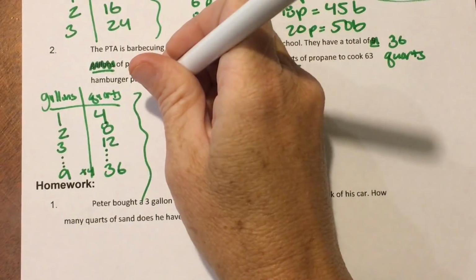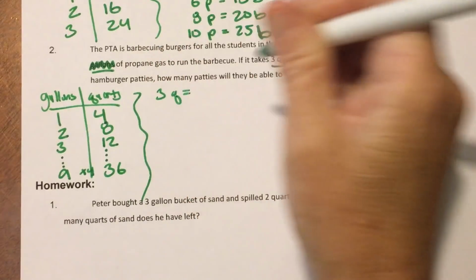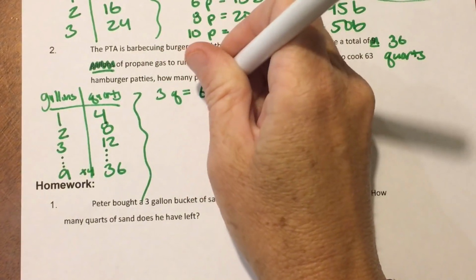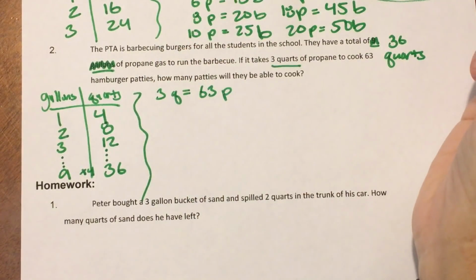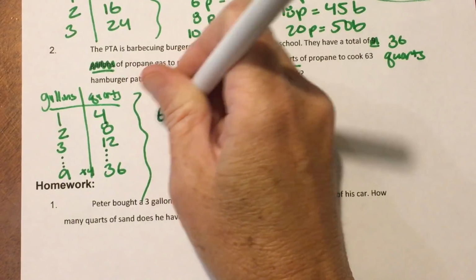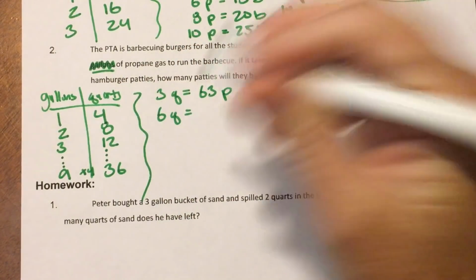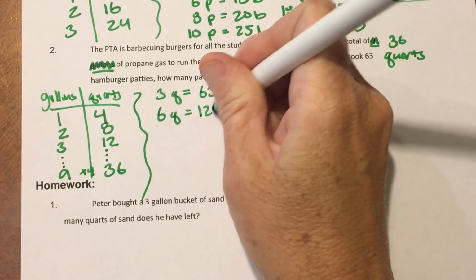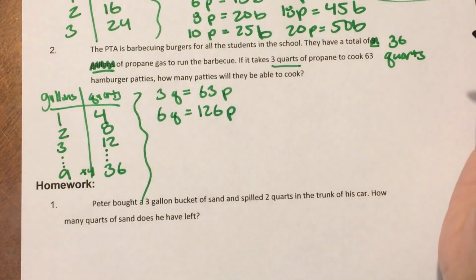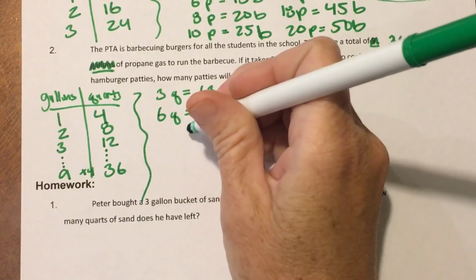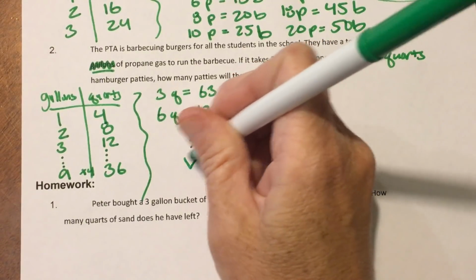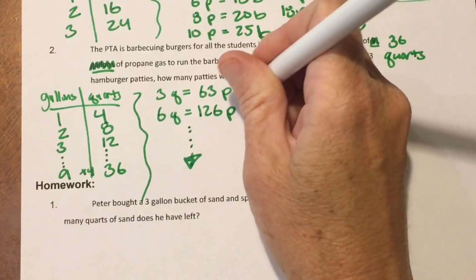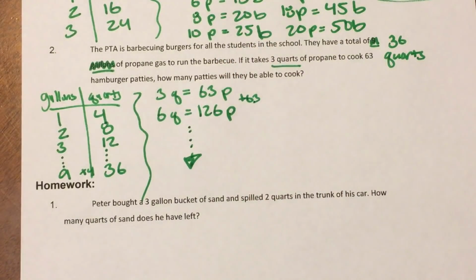So I could solve this exactly like I did up here. I could say with 3 quarts, it's going to equal 63 patties. With 6 quarts, it's going to equal another 63 patties, so that will be 126 patties. So I could keep going using that strategy, and every time I have to add 63. Or for this one, I have maybe another idea.